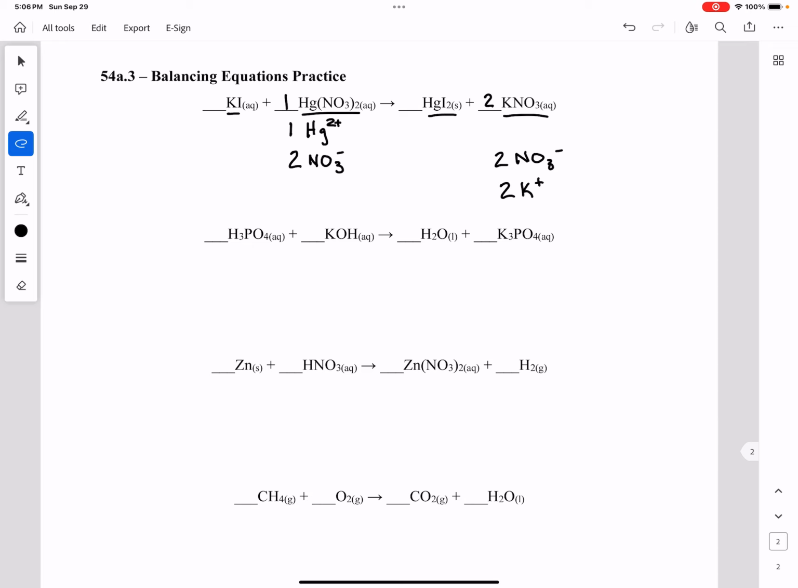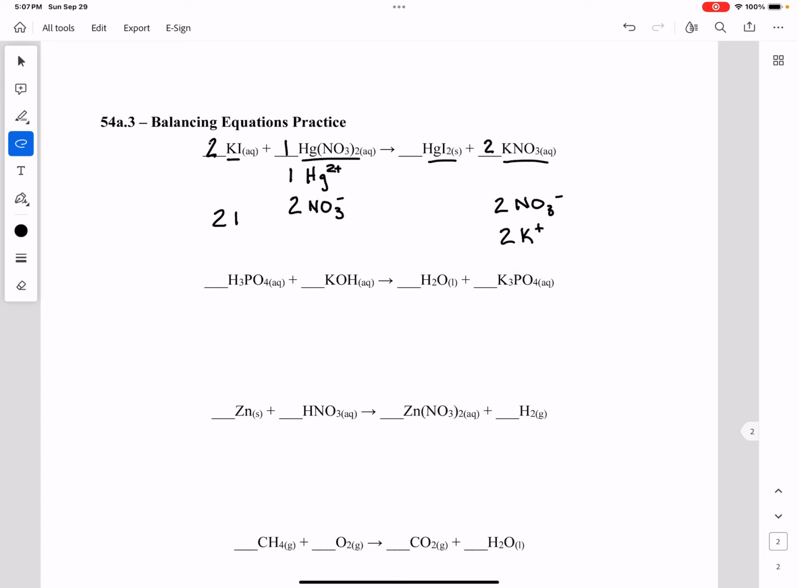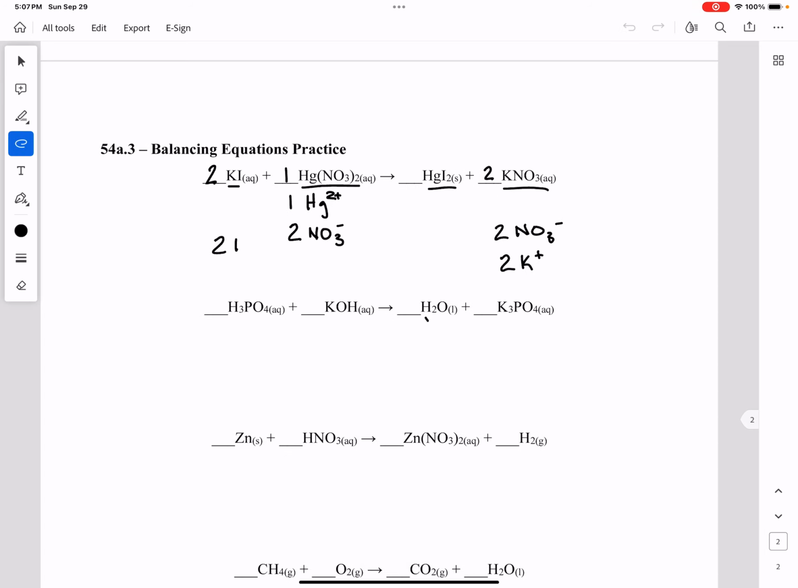So if I have 2 potassiums on the product side of the equation here, then I'm going to need 2 potassium iodides, since there's only 1 potassium in there. And so that's going to give me 2... Oh, hang on, my pen doesn't want to work.